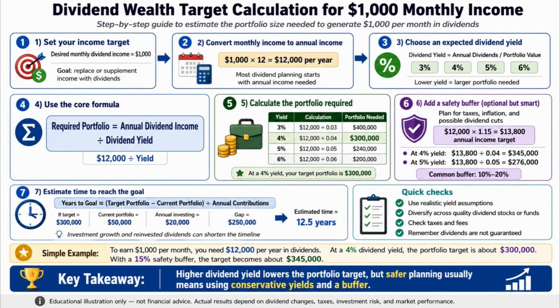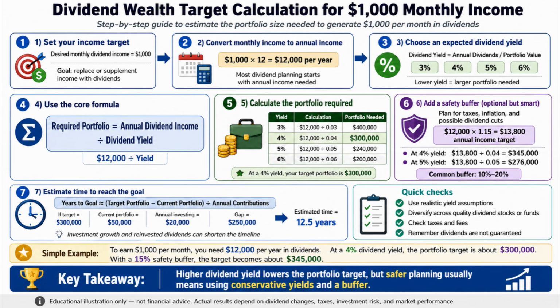At a 3% dividend yield, $12,000 divided by 0.03 equals $400,000. At a 4% dividend yield, $12,000 divided by 0.04 equals $300,000. At a 5% dividend yield, $12,000 divided by 0.05 equals $240,000. At a 6% dividend yield, $12,000 divided by 0.06 equals $200,000. So, in this example, at a 4% dividend yield, the target portfolio is about $300,000.